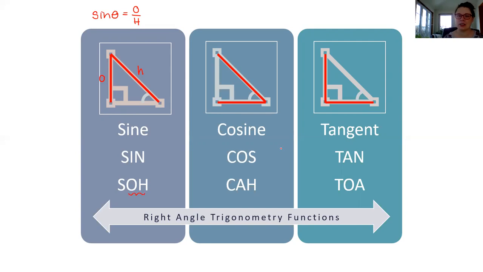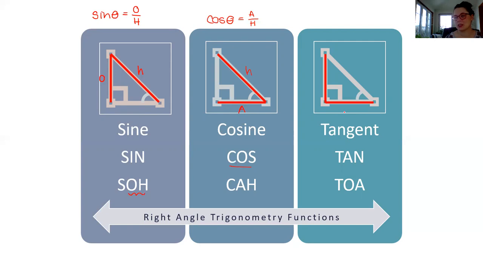Okay. Then we have our cosine ratio. The cosine ratio is abbreviated cos in your calculator, and it's CAH. Well, what do you think that is? C is cosine, A is for adjacent, so that's our adjacent side here, and again, we have our hypotenuse. So the cosine of an angle is the ratio of the adjacent side divided by the hypotenuse.